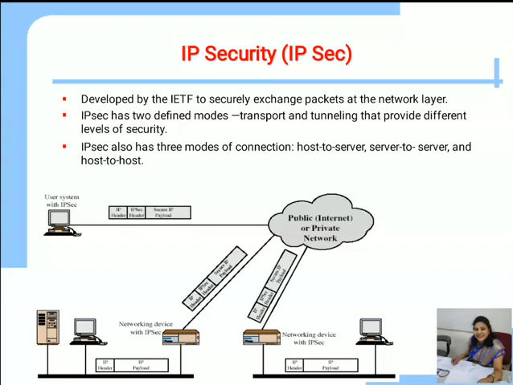The diagram shows how IPsec works. If a user wants to send a packet at the network layer using the IPsec protocol, it places the IPsec header between the IP header and the IP data, and sends it through the public internet or a private network to the destination. At the destination side, network connecting devices, maybe a switch or router, remove the IPsec header and send the original IP header and IP data to the proper destination or receiver PC.